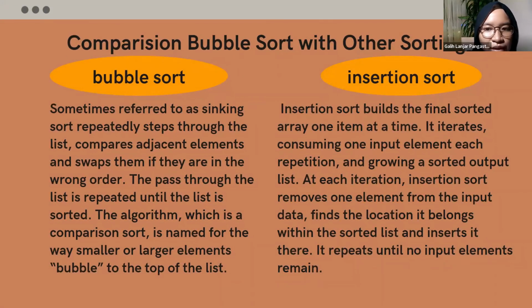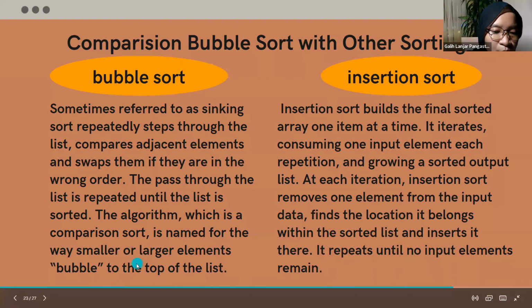Comparison bubble sort with other sorting. The first is bubble sort, sometimes referred to as sinking sort, repeatedly steps through the list, compares adjacent elements and swaps them if they are in the wrong order. The pass through the list is repeated until the list is sorted. The algorithm, which is a comparison sort, is named for the way smaller or larger elements bubble to the top of the list. Insertion sort.